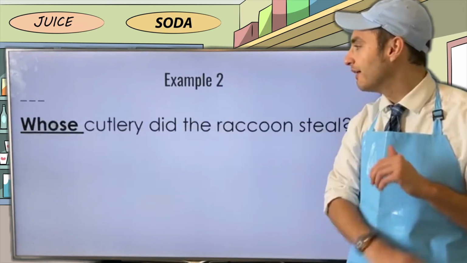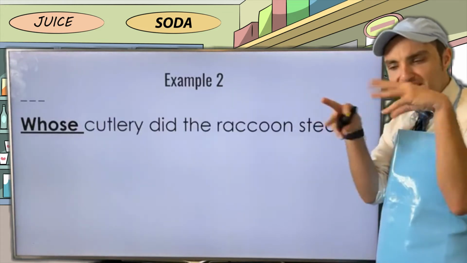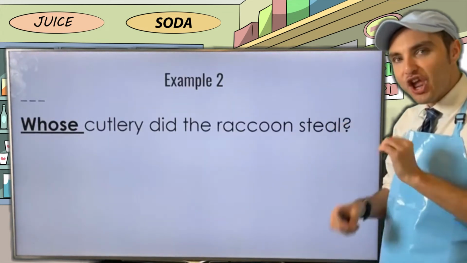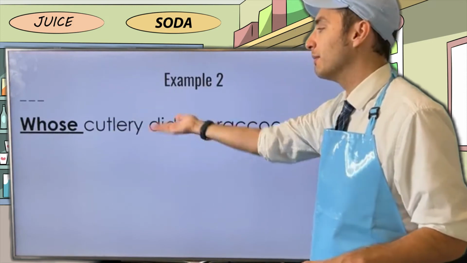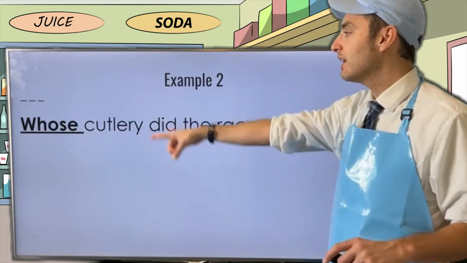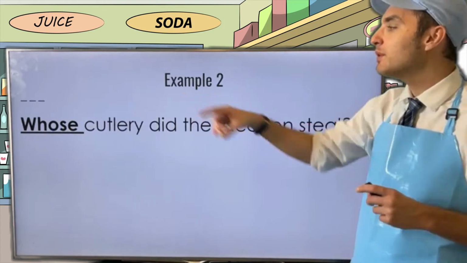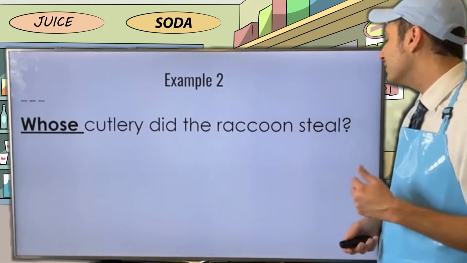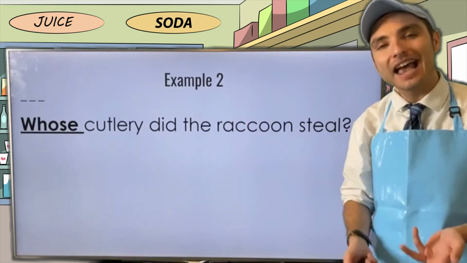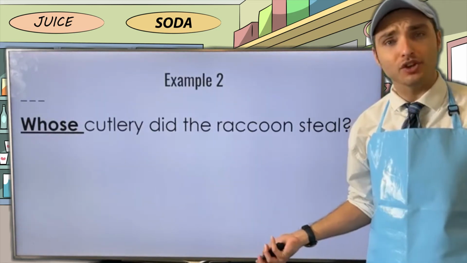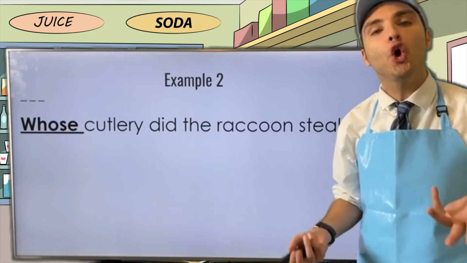Let's look at another example. Whose cutlery did the raccoon steal? Ooh, mischievous little raccoon. Up to no good. Once again, you'll see that someone owned something, or in this case, took something. So whose, in this case, shows possession. If I were to say, who is cutlery did the raccoon steal, that wouldn't make sense. So whose, in this case, is showing possession. That's the difference between the two. One is a contraction, and the other shows possession of the word who.